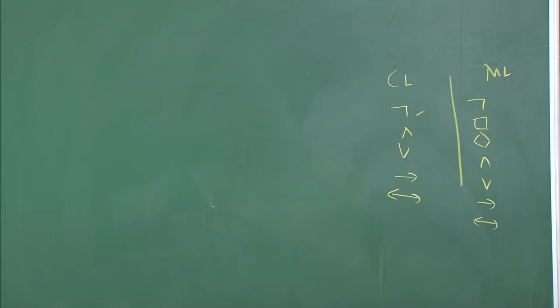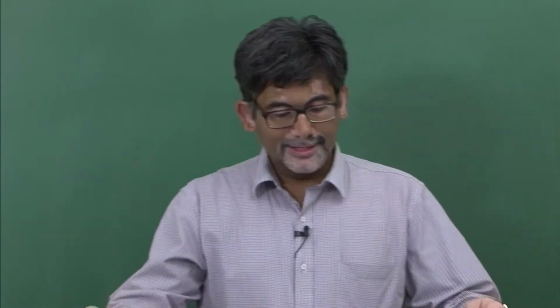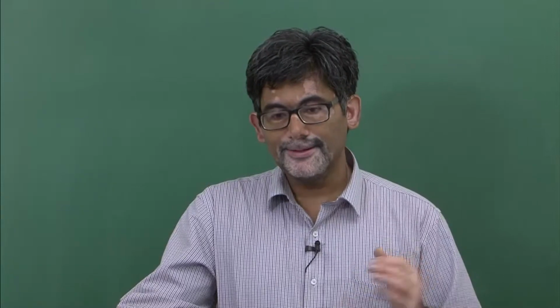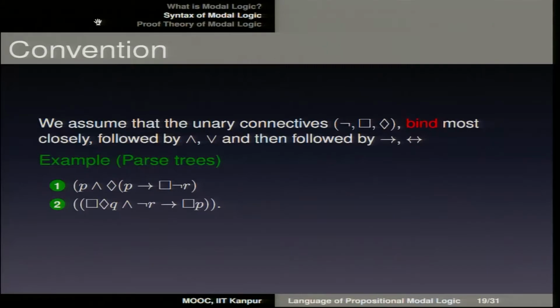Here are some other examples. Necessity of possibility of Q and not R implies necessity of P. If you use this parsing tree, then you write it in this way. First you take care of the negation and modal operators, and then you take care of all the logical connectives exactly in the same order as in the case of propositional logic.